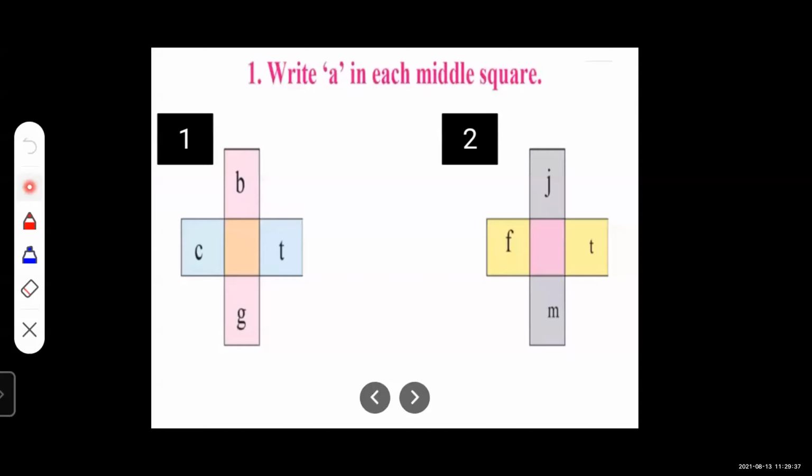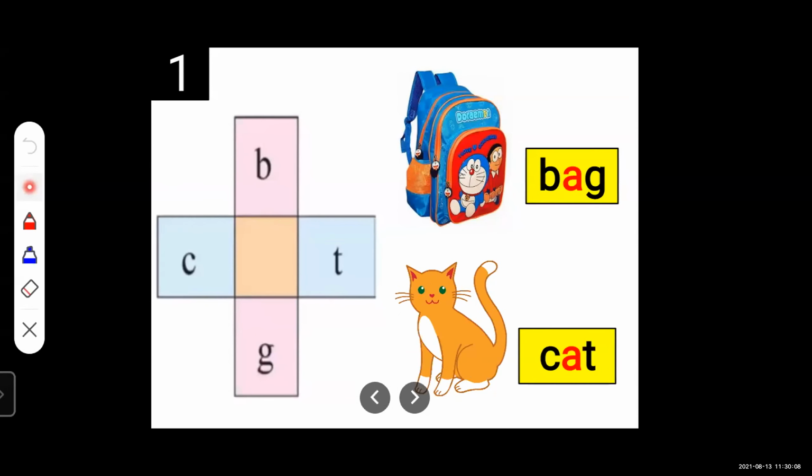Now listen carefully, students. The instruction is very important. First, you read the instruction. Write A in the middle of each square. Know it very well. Okay? And orally you tell me. C-A-T cat, B-A-G bag, F-A-T fat, and J-A-M jam. Very good. You are right. The words bag and cat: when we put A in the middle of the square, the words form bag and cat. Very good.